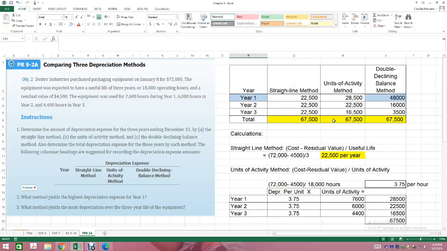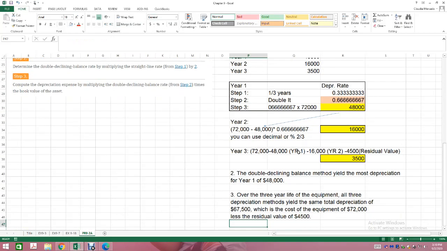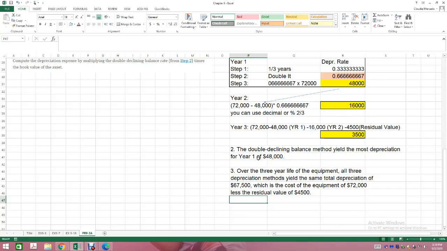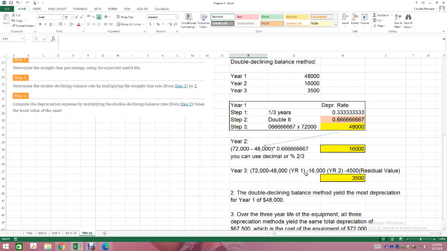Okay, the most confusing part that I've had students have issues with is the double declining balance method, and it usually is in the last year. When you're calculating your depreciation for the last year with the double declining balance method, you have to get the cost minus the depreciation for the prior years, year 1 and year 2, deduct the residual value, and that will let you know, it's kind of like a plug, how much you have to depreciate that specific year. So be very careful when you're doing your double declining balance method that you carefully analyze the information presented.